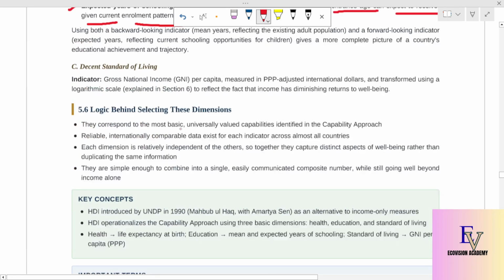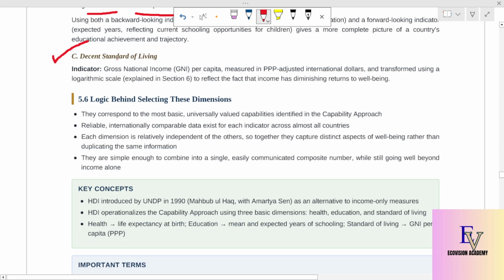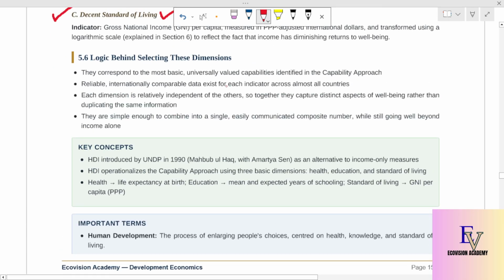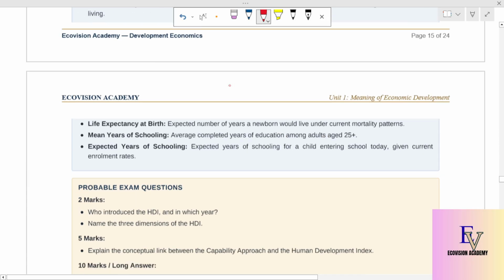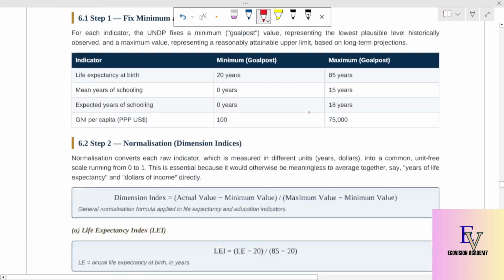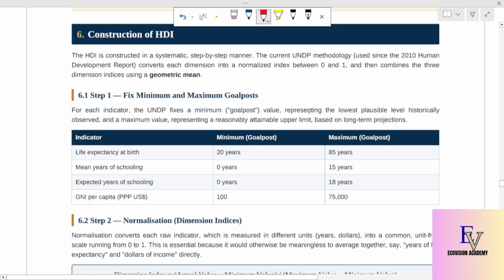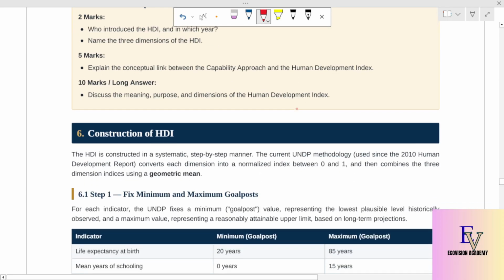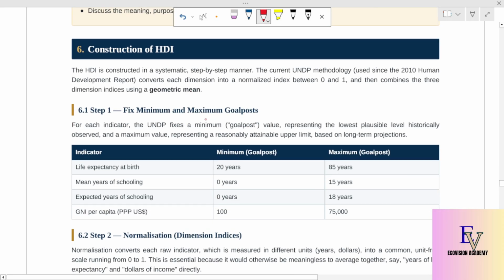Okay, and finally, the decent standard of living. It can be explained by the GNI per capita. GNI per capita means if we divide the total income by the total population, we get the GNI per capita. Now, if I get these dimensions, and after getting these dimensions, we take the geometric mean, what can we get? We can basically get the HDI. Now, there is a process of constructing HDI. This is very important. The process of HDI is, suppose we have a minimum thing or maximum thing.